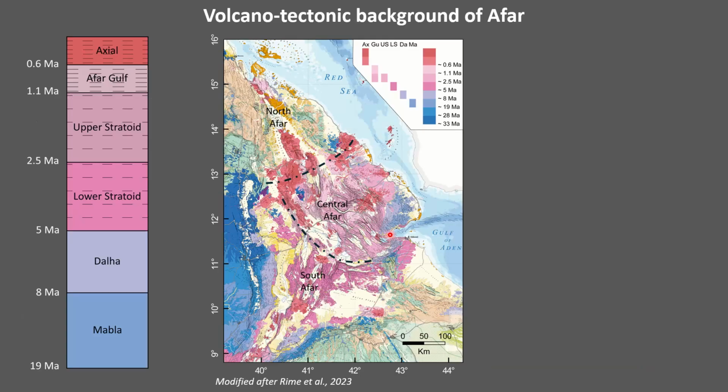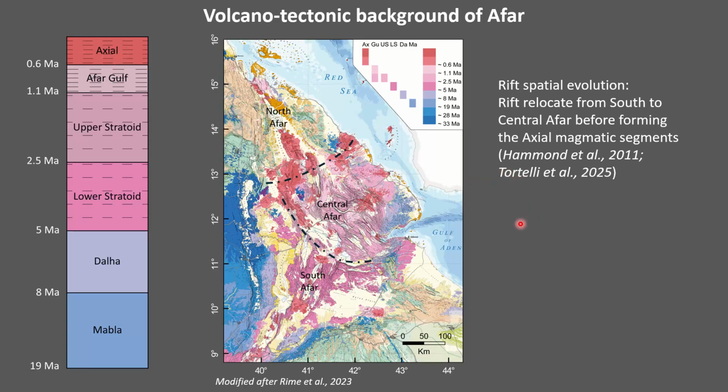But let's take a closer look within Afar, and we can see that beside the older Dala and Mabla products outcropping at the margin of the depression, the Afar is dominated by the stratoids. We have the lower stratoids in southern Afar, older than 2.5 million years, and the upper stratoids in central Afar, younger than 2.5 million years. Then we have the so-called Afar Gulf, which is associated with the first magmatic activity related to the formation of the magmatic segments, and then we have the actual ongoing activity of the magmatic segments, so the current volcanism in red.